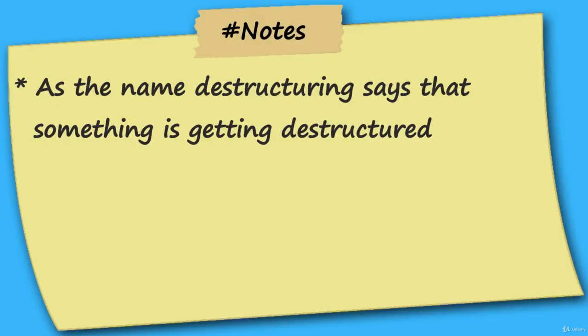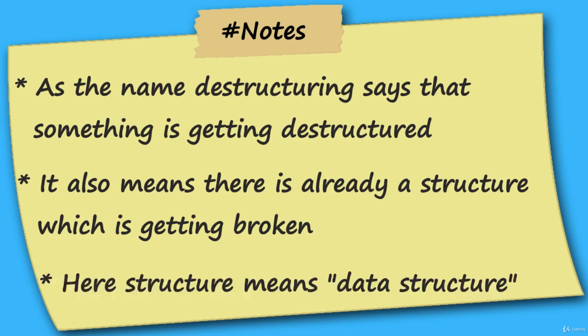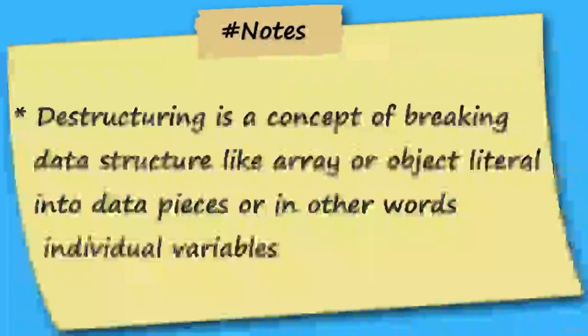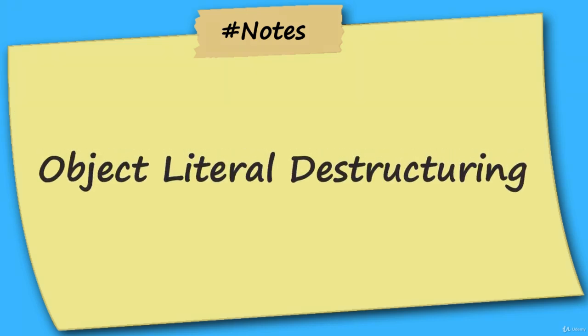As the name destructuring says, something is getting destructured, which also means there is already a structure that is getting broken. When I say structure, it means the data structure. So destructuring is a concept of breaking a data structure like an array or object literal into data pieces, or in other words, individual variables. In this section, we are discussing destructuring of object literal. For array destructuring, you can check the array section.